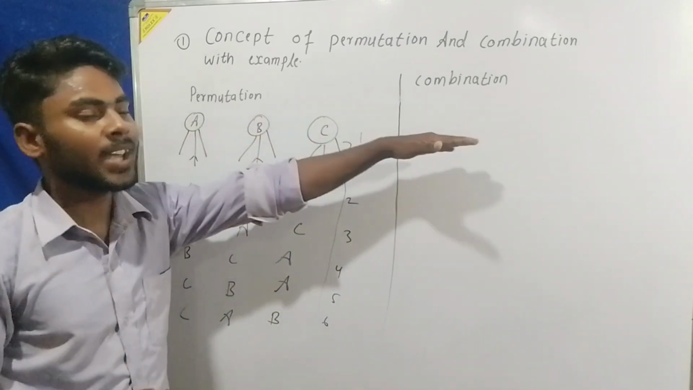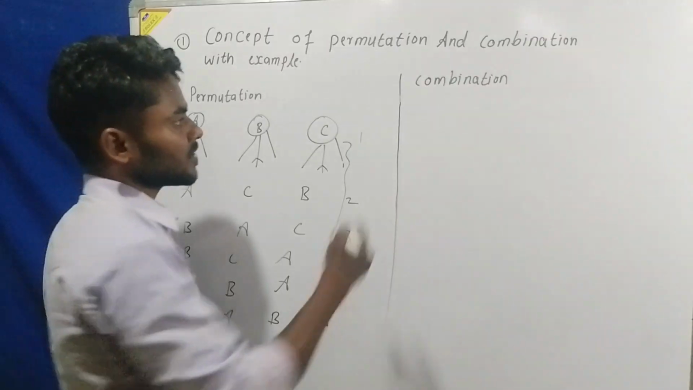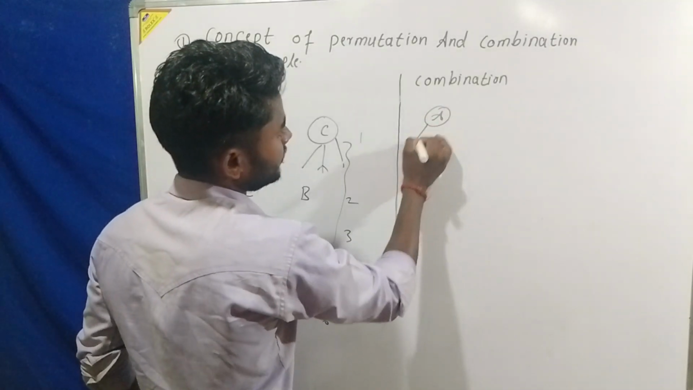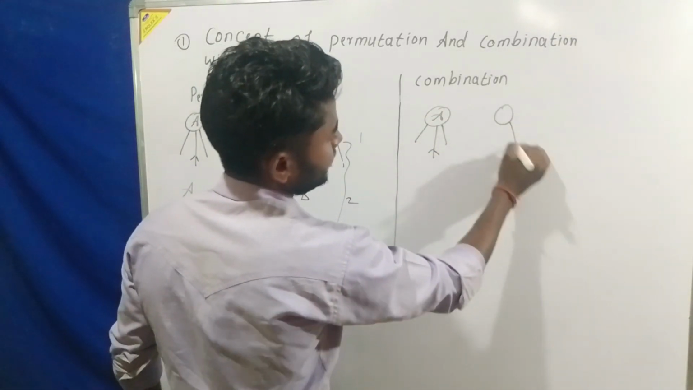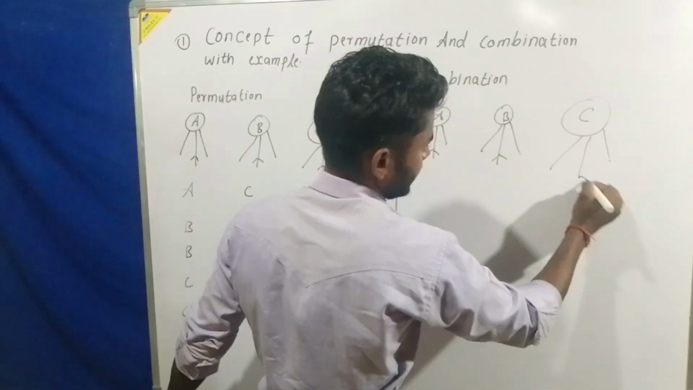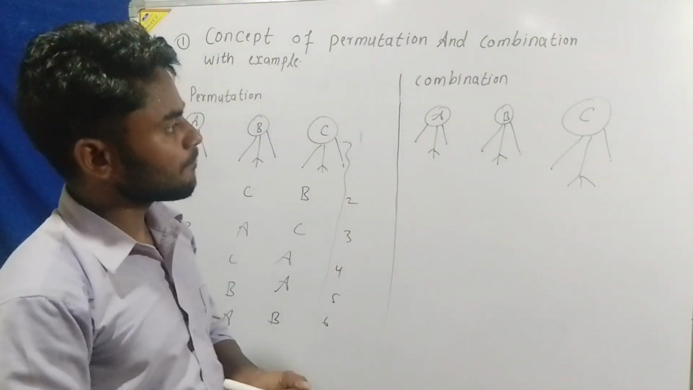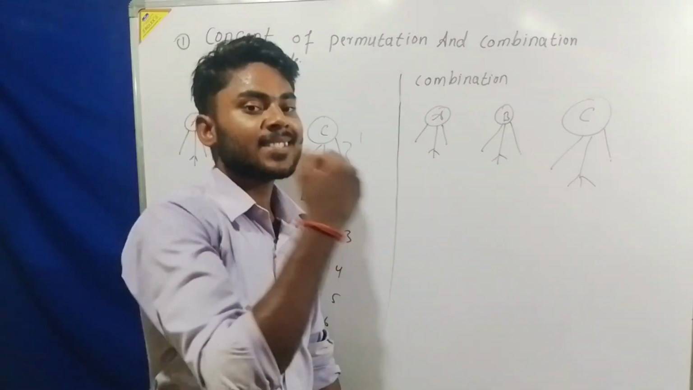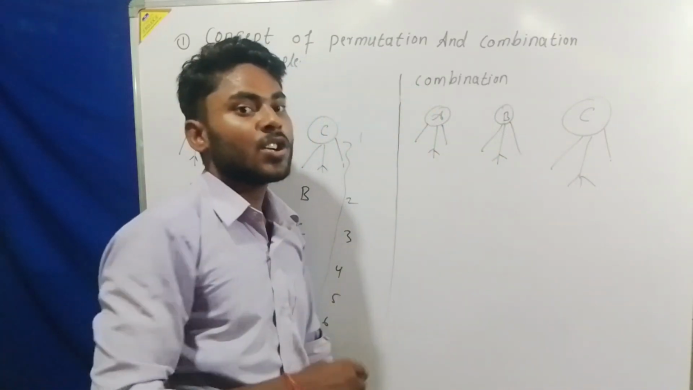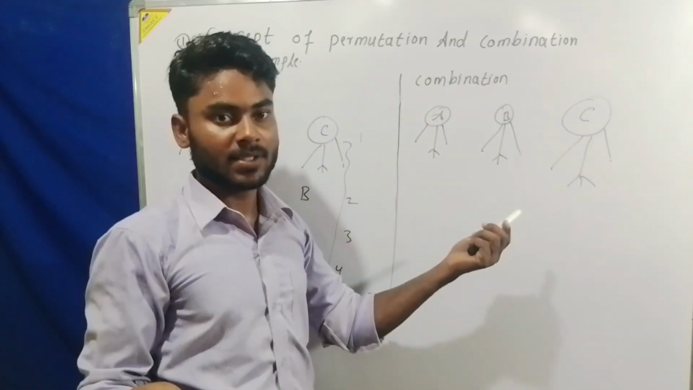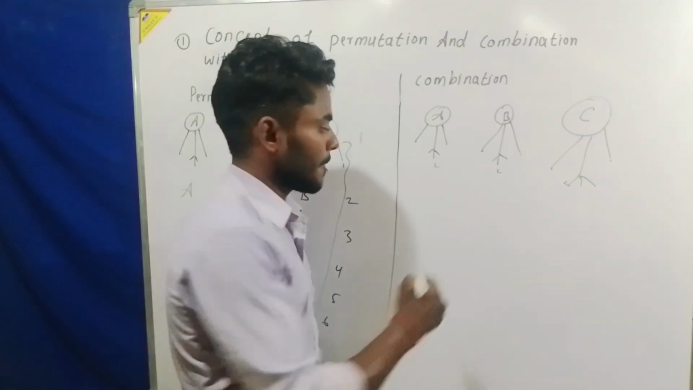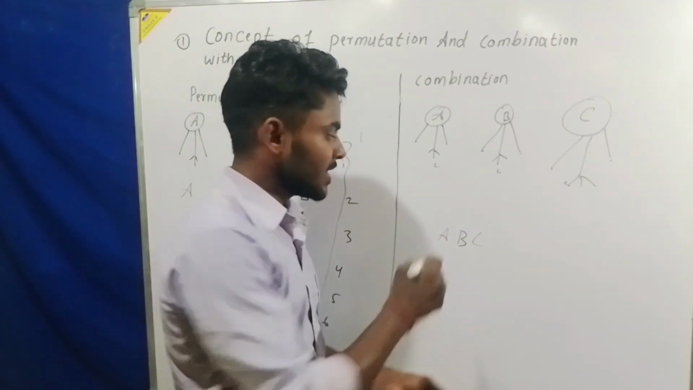By using this same example, we are going to understand combination. So let's suppose these same people are here: A, B, C. In combination, if I ask how many groups can be formed such that a group must contain 3 people, how many ways can we select these 3 people to make a group? We have only one choice, only one way. Either we first select A, second B and third C. A, B, C. This is a group.